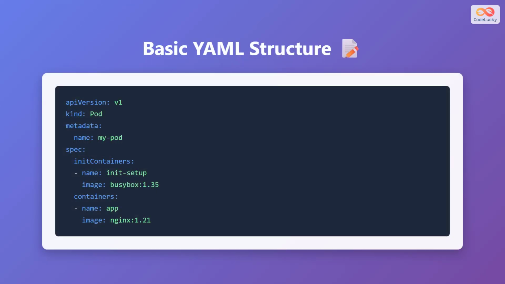Here's the basic structure for defining init containers in a pod specification. You start with the standard API version v1 and kind Pod. In the spec section, you add an initContainers field as a list. Each init container needs a name and an image, just like regular containers. Notice how the initContainers section appears before the main containers section in the specification.